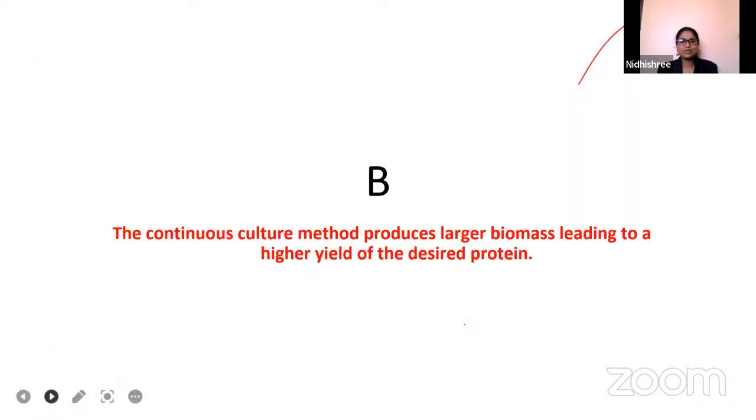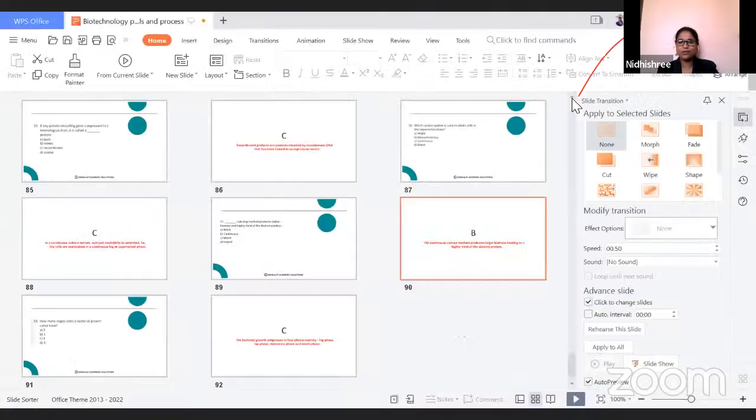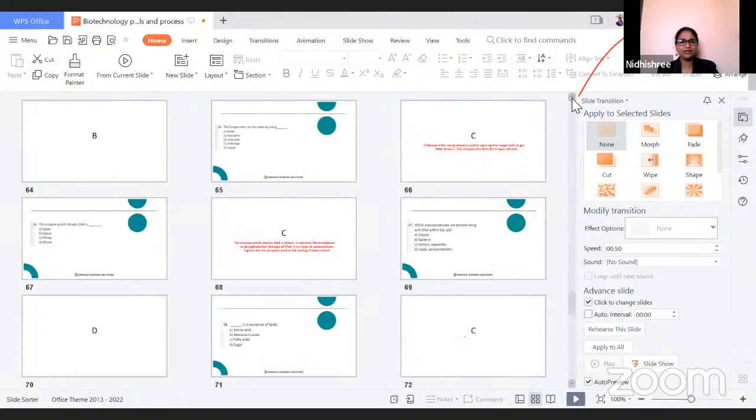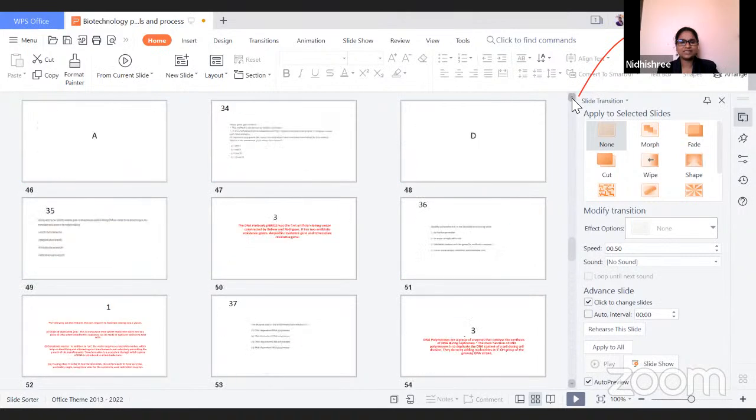The right answer is option B, that is the continuous culture method produces larger biomass, leading to higher yield of the desired protein. Fine. Now, just a minute.